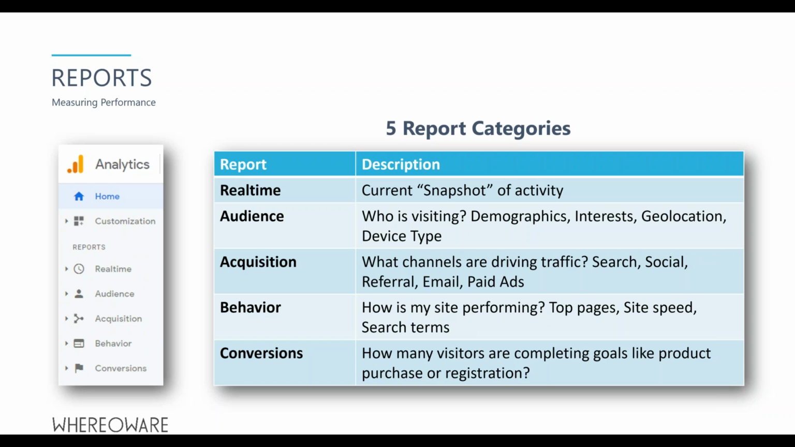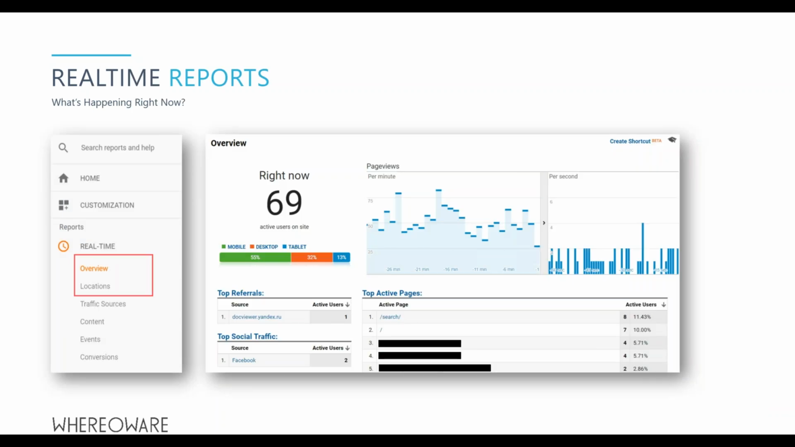Behavioral reports, which determine how your site is performing. These indicate things like your top performing pages, the site speed, how fast it loads, and frequent search terms. And then finally, conversions. These determine how many visitors are completing goals like product purchase, registration, or file download. Conversions are things that you set up within GA to look for specific events that you deemed as important for your KPIs.